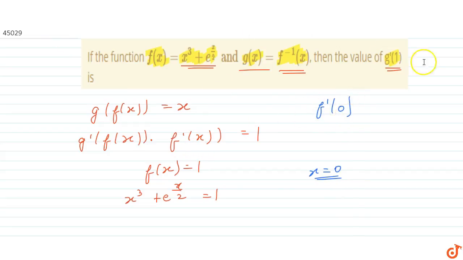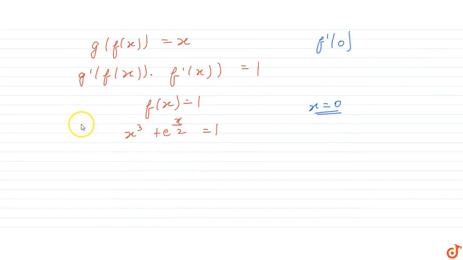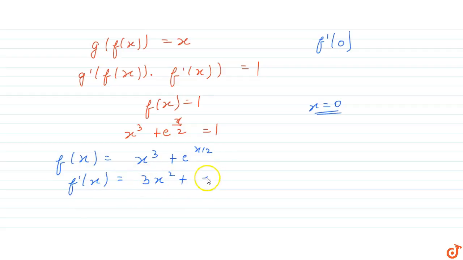So first of all we will find f'(x). See, f(x) we are given as x³ + e^(x/2). So f'(x) will be equal to 3x² + e^(x/2) · 1/2. So f'(0) will be equal to 0 + 1/2 · e^0, that is 1/2.